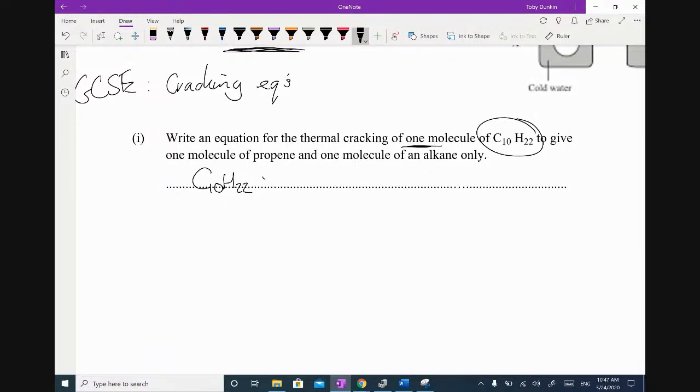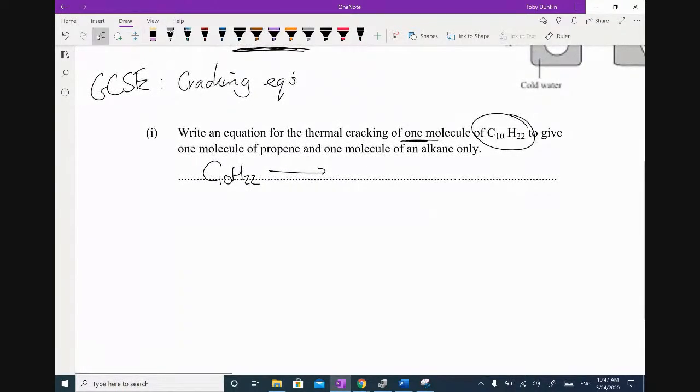So I'm going to put in C10H22. Right, arrow. Now, just remember, cracking, the conditions for it, high temperature, well, in fact, I'll put that into thermal and catalytic in a minute, but no air, that's the key thing for this bit. So 1 molecule to form propene. So I've got C3H, and it's an ene. So I need to just double it, CnH2n, and 1 other molecule, an alkane only.